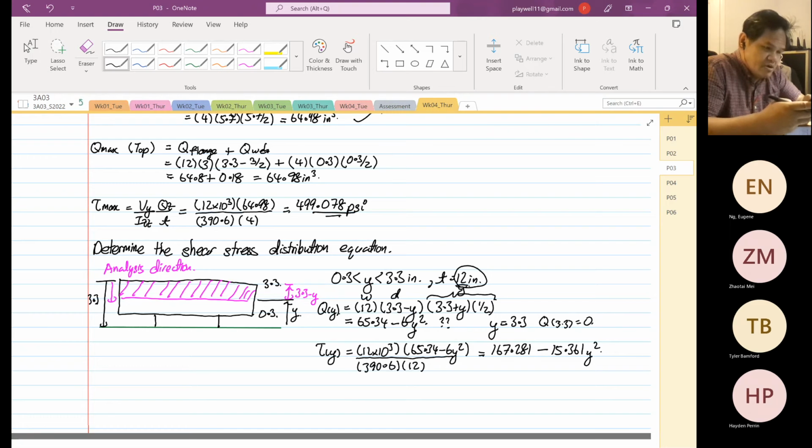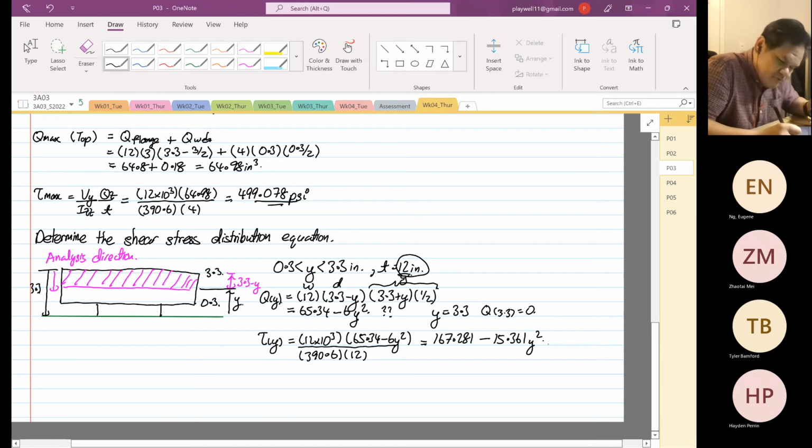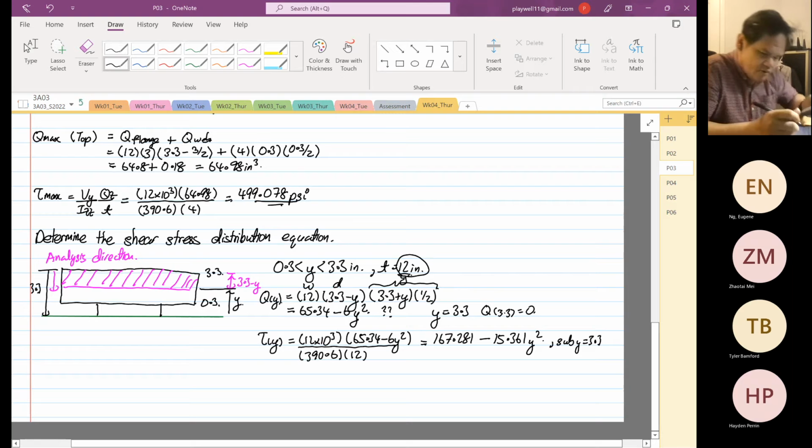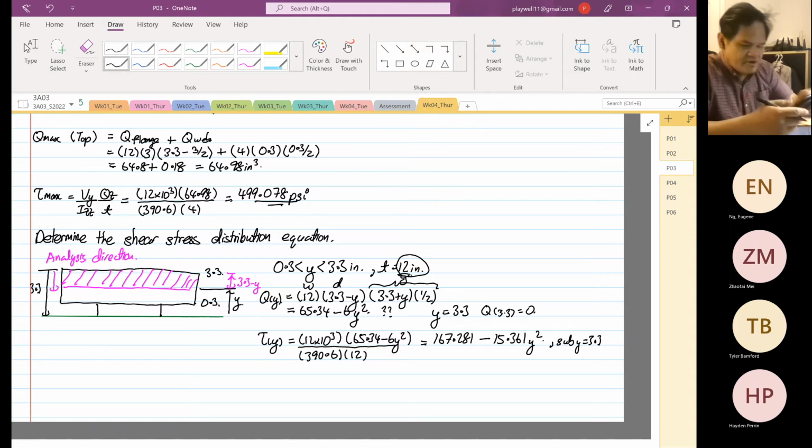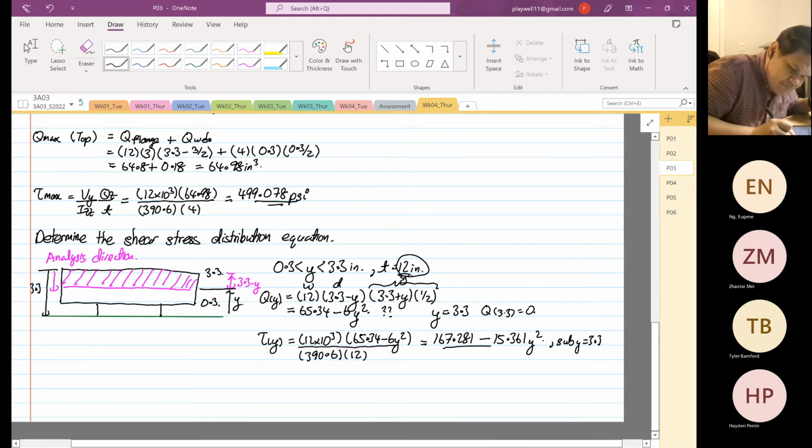390.6 divided by 12 is equal to 15.361. Again, how do you know that this is correct? If you substitute y equal to 3.3, the whole equation should be equal to 0. So 167.281 minus 50.361 times 3.3 squared is equal to 2.9 times 10 to the power minus 12, which is very small, so it's equal to 0. So we know that this is correct now.